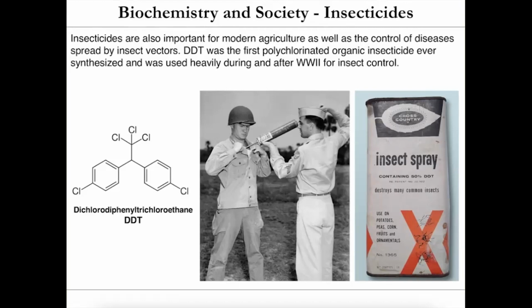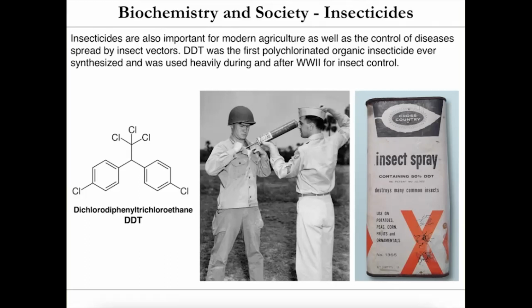Insecticides are also really important for the control of diseases. So there's a lot of diseases that are spread by insect vectors. So one example would be malaria, which is a eukaryotic parasite that is spread by mosquitoes. Another example is typhus, which can be spread by lice on the body lice. So insecticides can also be useful for this.